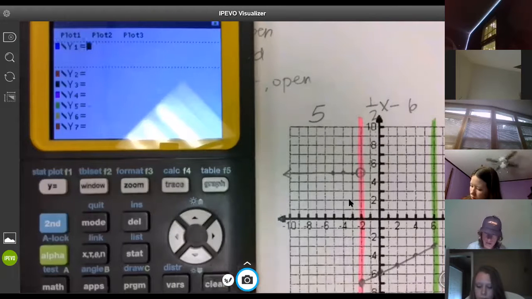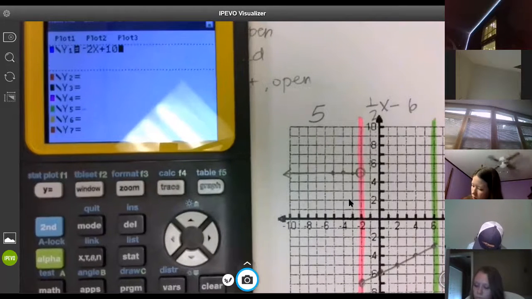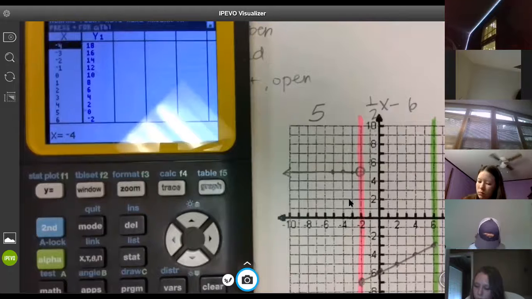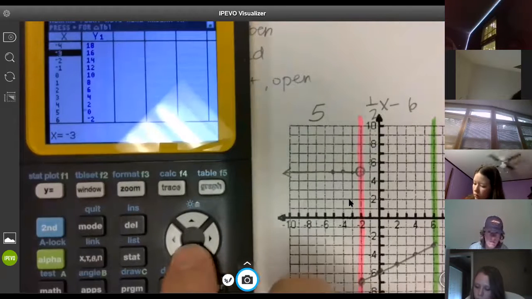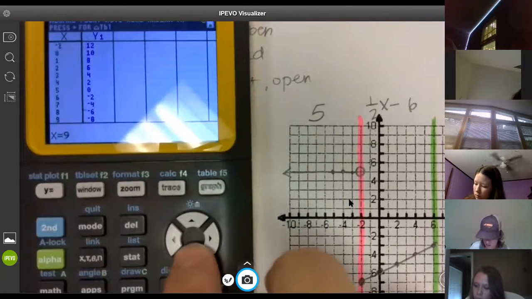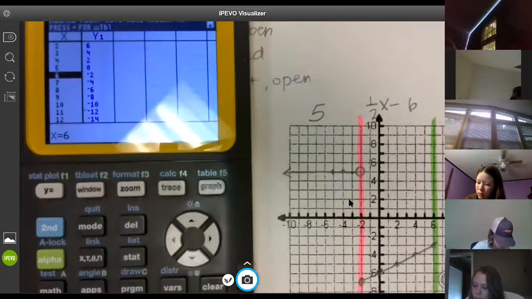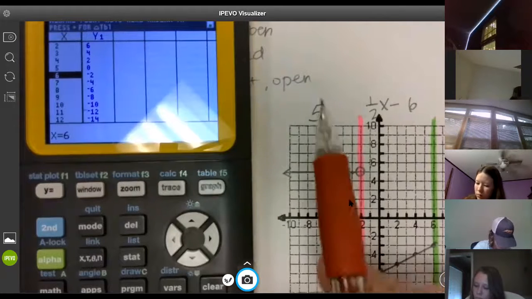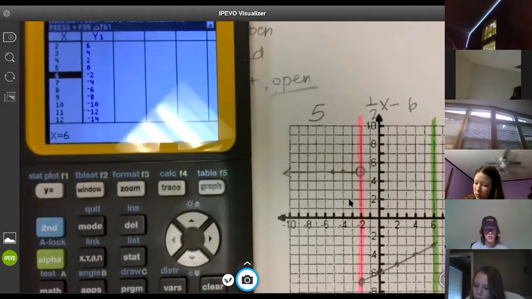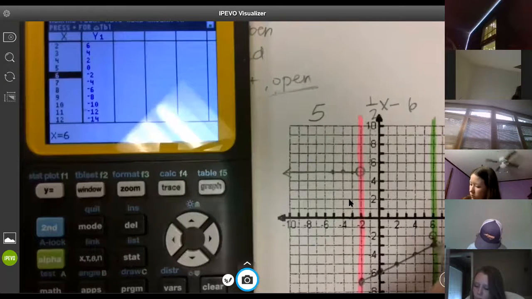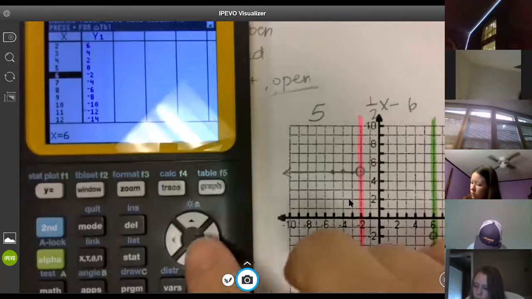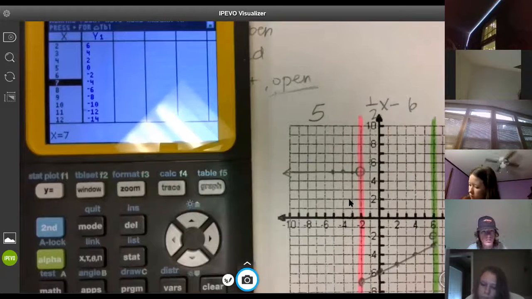Put in my last function. Look at my table. I want to start it at 6. That's my boundary line. What kind of point is at 6, -2? We wrote it down up here. Open. So 6, -2, open it up. And then our next coordinate is 7, -4. And then 8, -6. And you can see we're going down 2 and over 1.